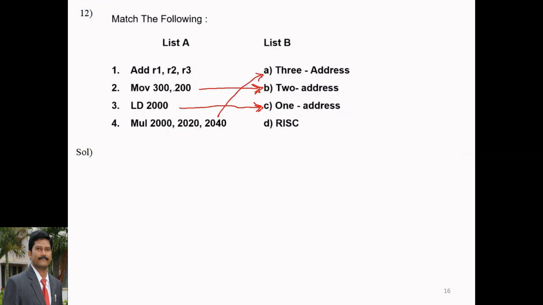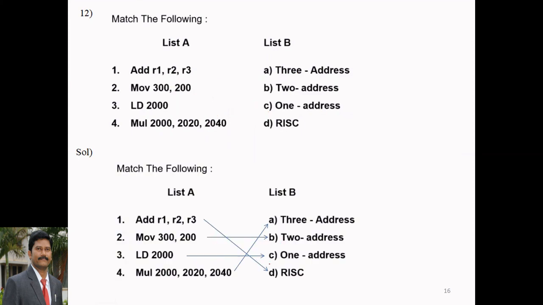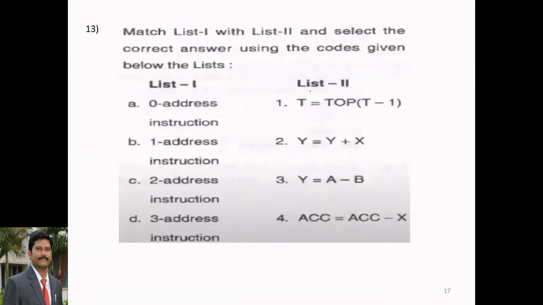Now the left one is this one, because a lot of registers are there. Okay, it is a RISC processor instruction, right? So let us see the answer. This is 2 address, this is 1 address, this is RISC, and this is 3 address. So list 1, list 2, we need to match here.